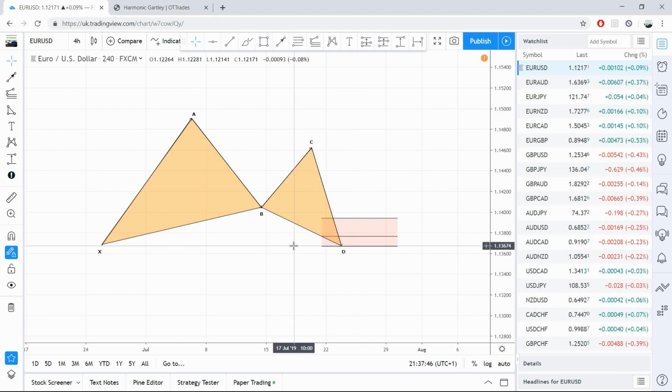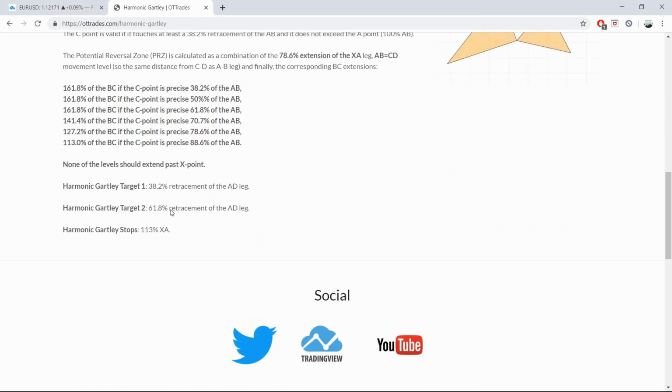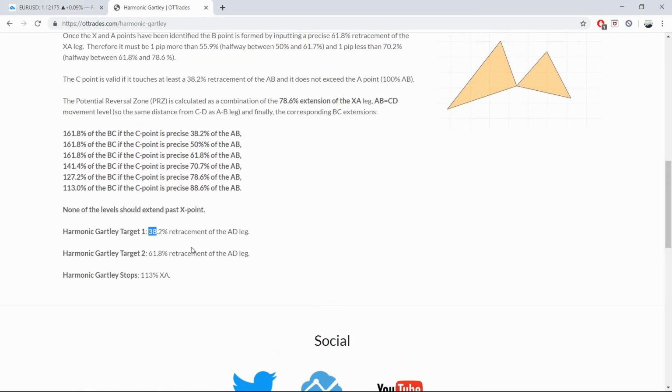But if that does exceed X on the software, or if you're working it out and it does exceed X, this pattern should actually be invalid if the D point extends past X, so you shouldn't trade this pattern. Technically you shouldn't trade this pattern, but for the purpose of this video we're going to run through how to enter it. So targets 382 and 618, and the stops at the 113 of X to A.